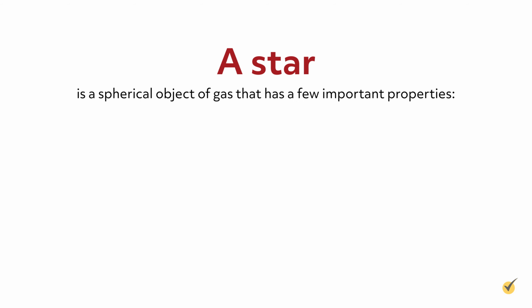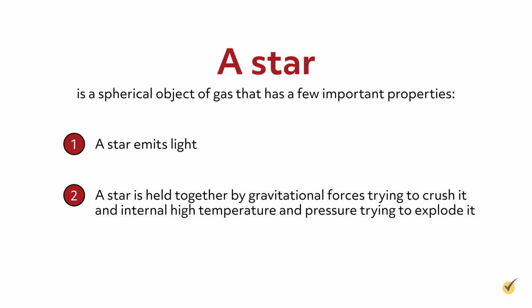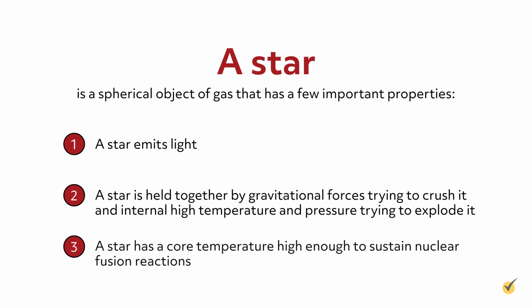First things first, what is the Sun? Well, to put it very simply, the Sun is a star. So what exactly is a star? A star is a spherical object of gas that has a few important properties. Number one, a star emits light. Number two, a star is held together by gravitational forces trying to crush it, and internal high temperature and pressure trying to explode it. And number three, a star has a core temperature high enough to sustain nuclear fusion reactions.